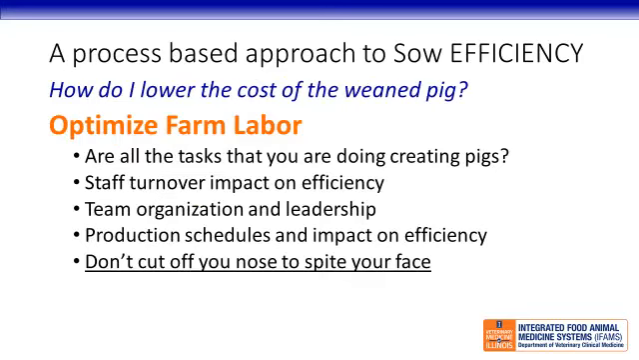Let's talk a little bit about optimizing farm labor. This is always a sticky wicket, but I want to ask the question: are all the tasks that you're doing creating pigs? It's a bit of a rhetorical question, but it's a question I ask every time I walk through a sow farm, or sow farms I work with very routinely. Why are we doing that? Is that doing anything to generate pigs? Or is that just something we've always done? That becomes a really critical thing.